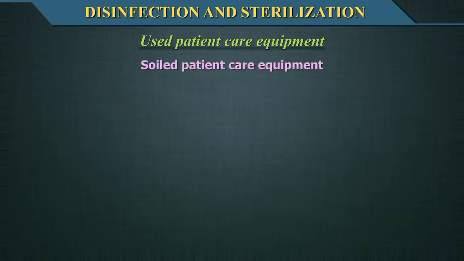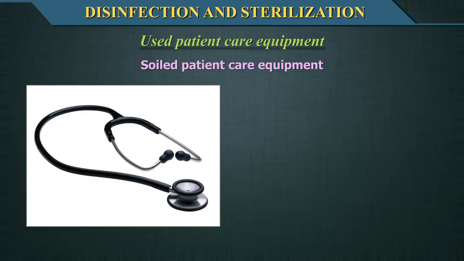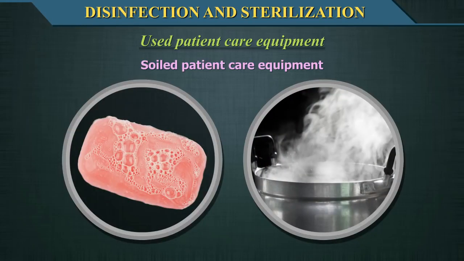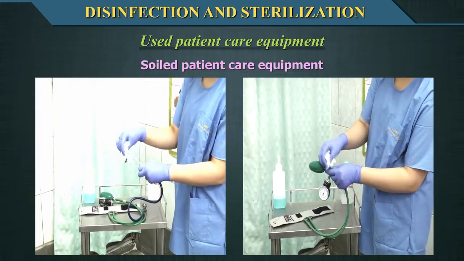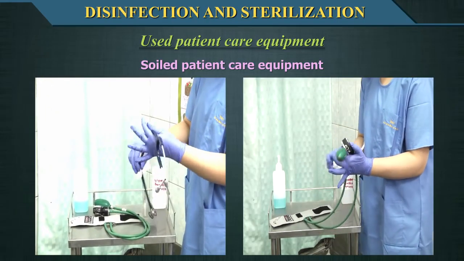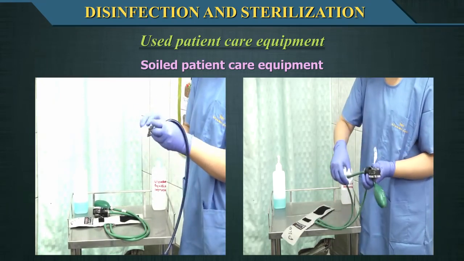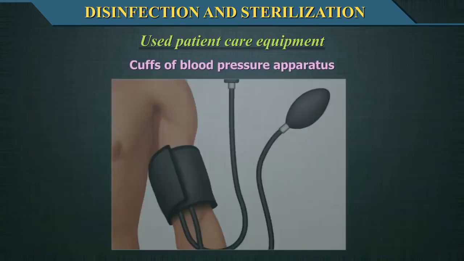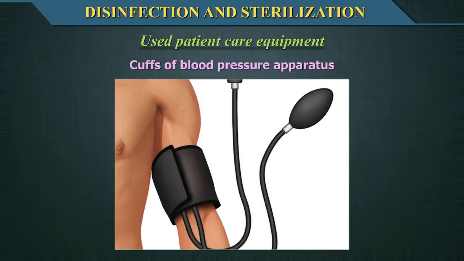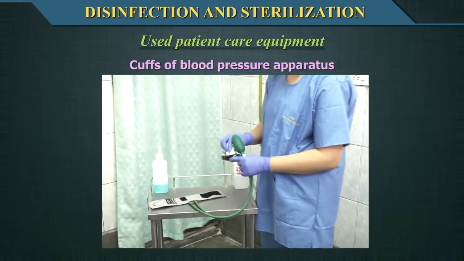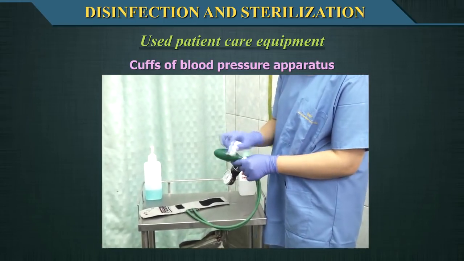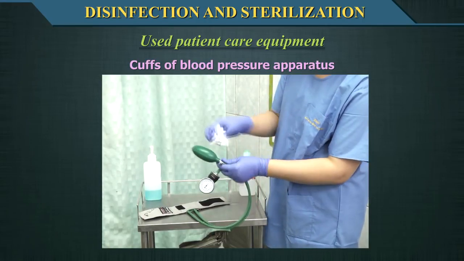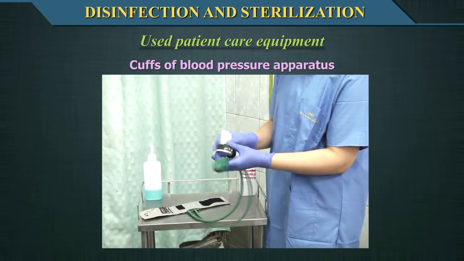Soiled patient care equipment, for example, stethoscope, blood pressure apparatus. Standard procedure: clean with detergent and water and dry. May be wiped with sodium hypochlorite, 1 to 2%, or 70% alcohol, and dried after cleaning. Always clean between patient use. Cuffs of blood pressure apparatus. Standard procedure: clean with soap and water followed by appropriate disinfectant, for example, wash in hot water with detergent. If material is not washable, wipe with sodium hypochlorite, 1 to 2%, or 70% alcohol, and dry after cleaning.